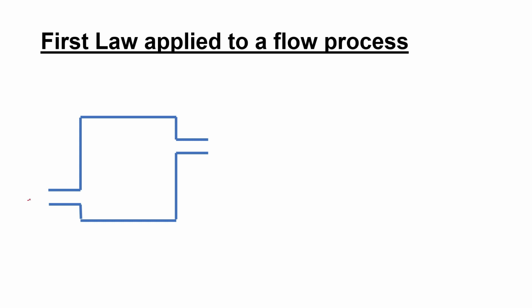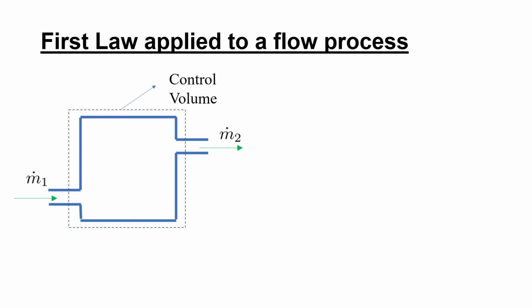A flow process is one in which there is a mass flow. If you take this open system, there is mass coming in and mass going out. That is why this is called a flow process. So this is an open system, and we are applying the first law for an open system, or a control volume. So this is the control volume you are taking.